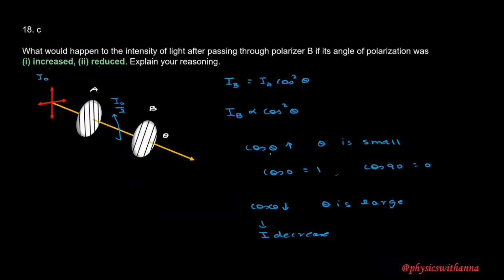Whereas if you decrease the angle of polarization, cosine theta value increases. And if cosine theta increases, intensity will also increase. Therefore, as we increase the angle of polarization, the intensity coming out of polarizer B will decrease. And as you reduce the angle of polarization, intensity of light coming out of polarizer B will increase.